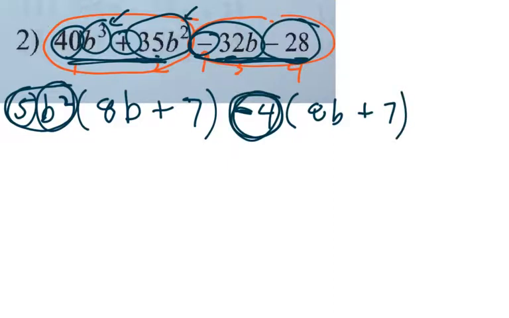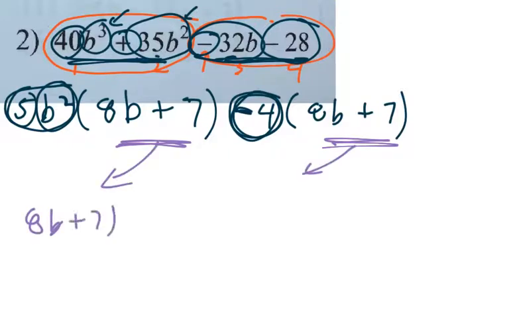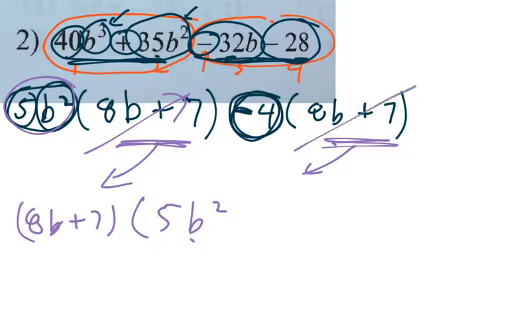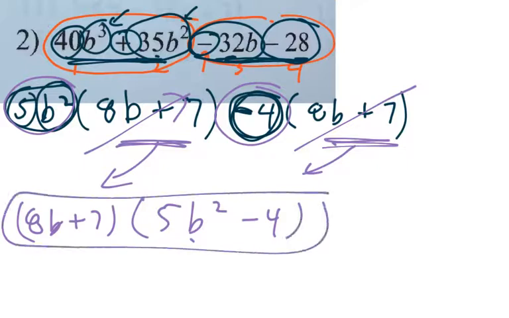It's done. Notice how both of them have the same factor, 8b plus 7. So we're going to take out that 8b plus 7 factor. When it's gone here, what am I left with? 5b squared. When it's gone here, what am I left with? Minus 4. So guys, that's how you factor by grouping.